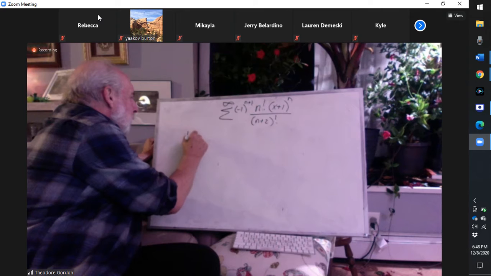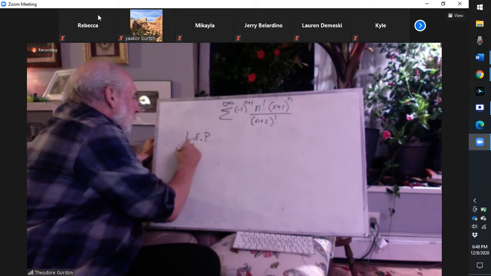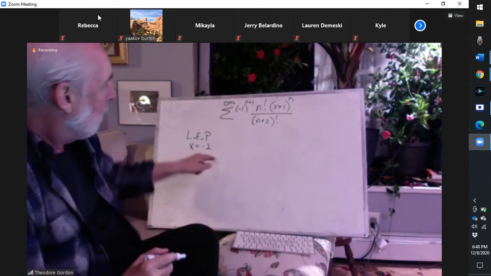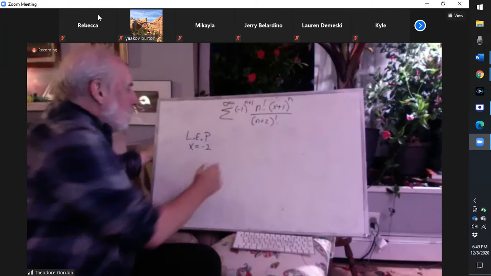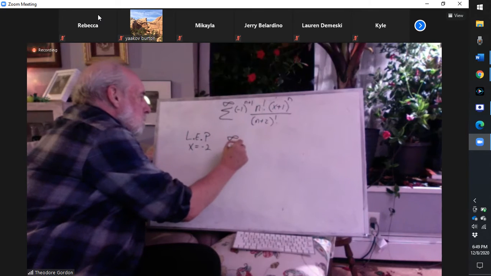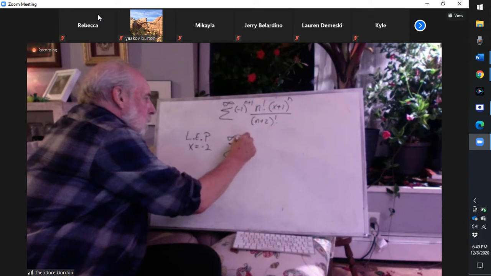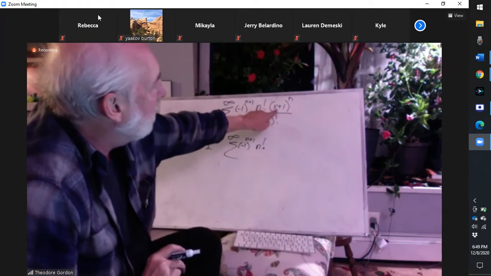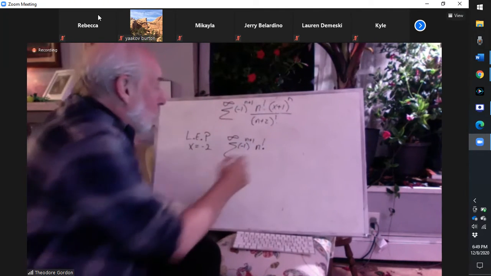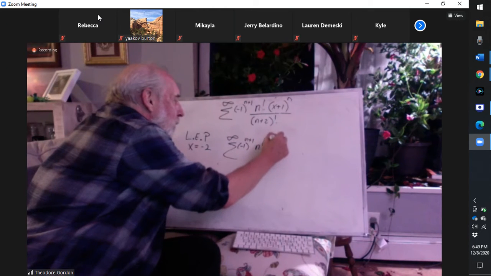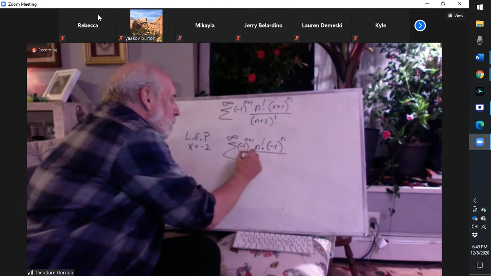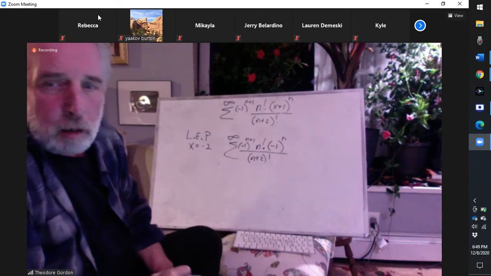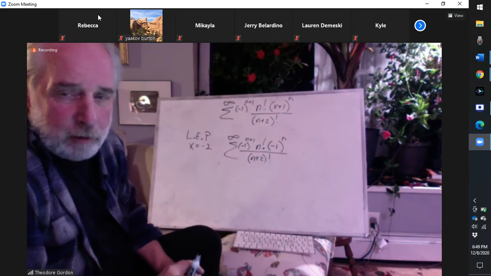So first we will look at the left endpoint where x is -2. So we put -2 in here. We put -2 in here. -2 plus 1 is -1. So we get -1 to the nth power. And over here we get n plus 2 factorial. So I'll pause there if anybody's got a question.